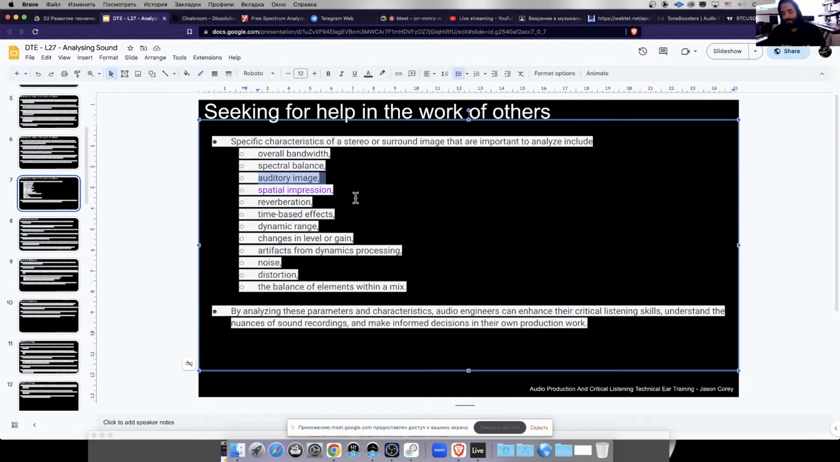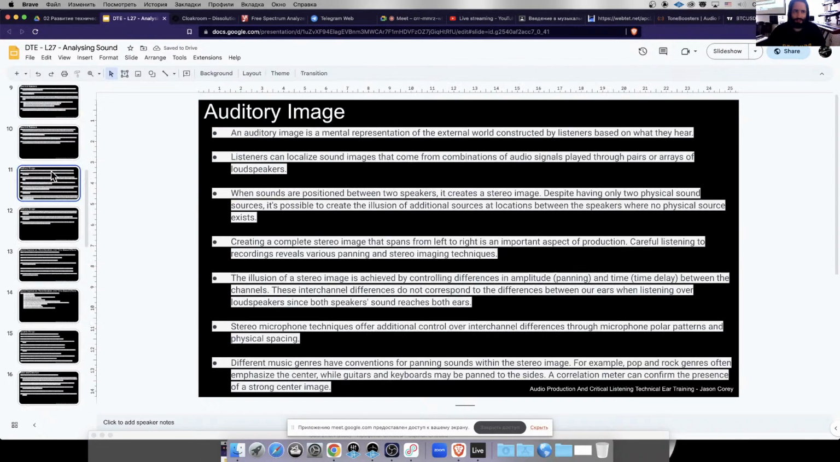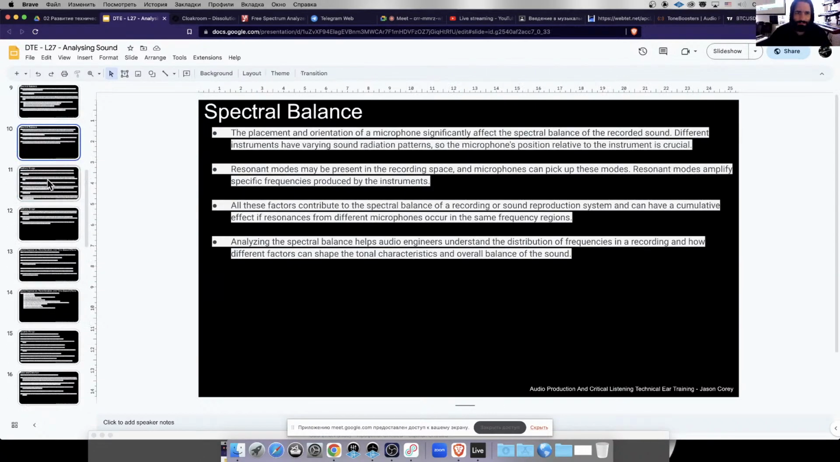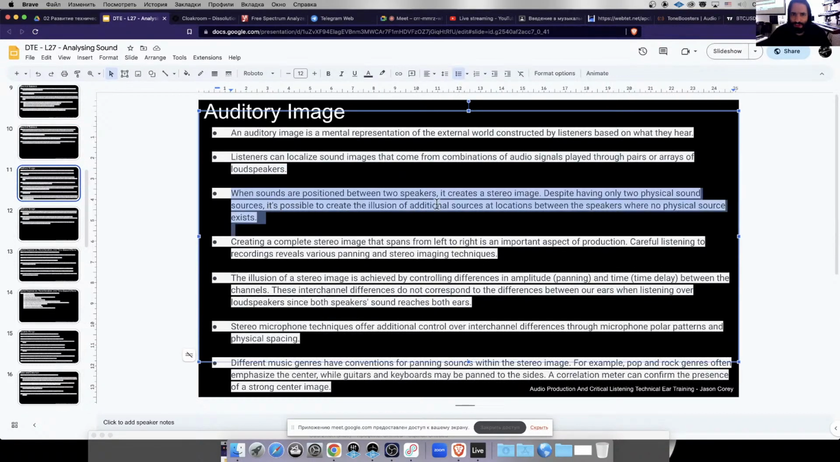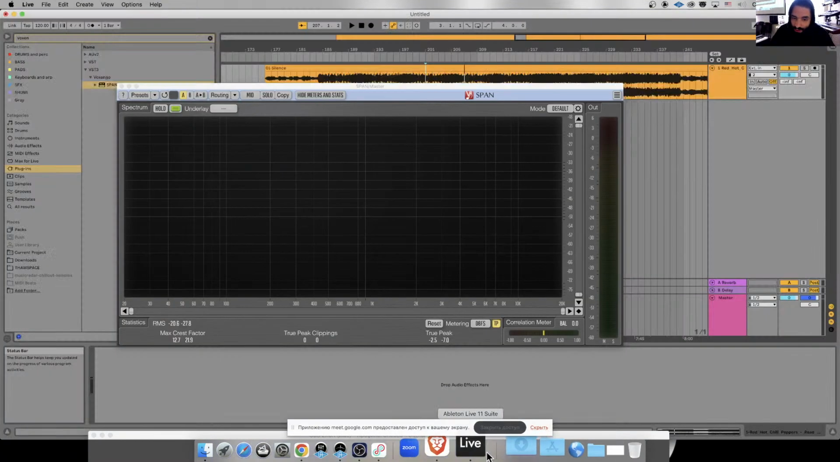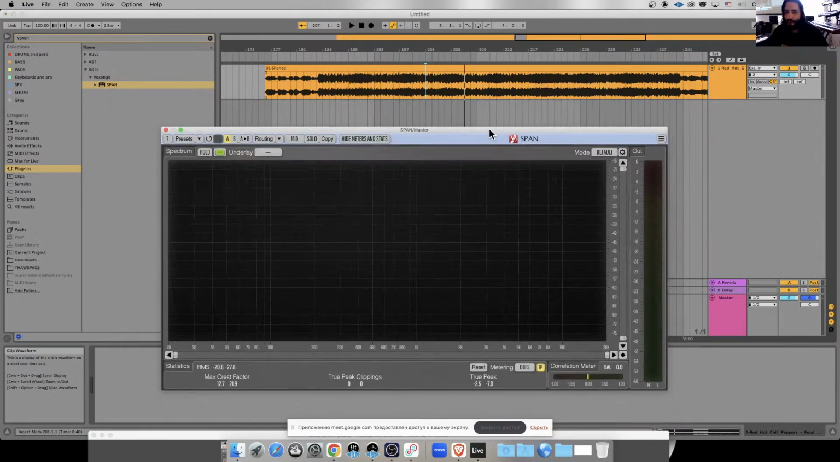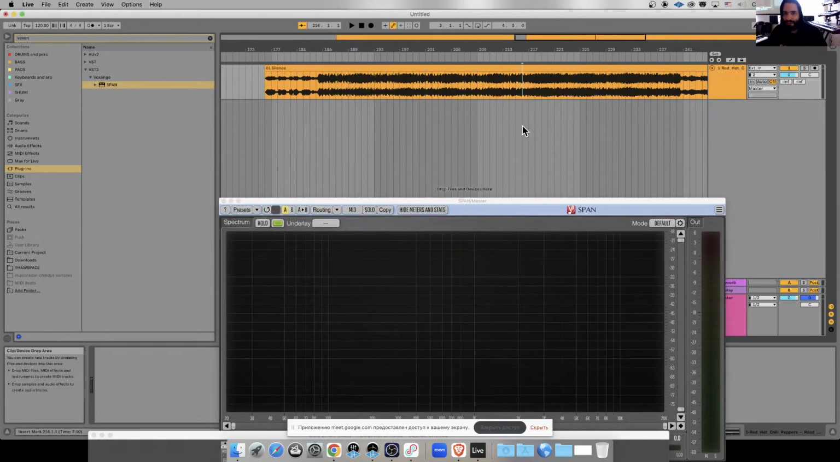Now I understand the position of the elements in regards to the speakers, and the reverberation, the spatial impression. I still don't know what it means, actually, to be honest with you. Let's continue. I think that he develops it, but I don't remember. So when sounds are positioned, creating a complete stereo image that spans from left to right, of course, is important. So you need to hear how wide or narrow things are. Now we are in another type of comparison. Let's see if we can get something from it.